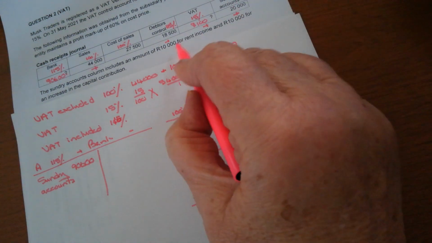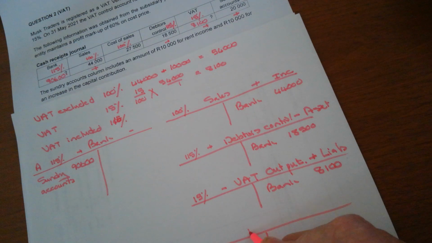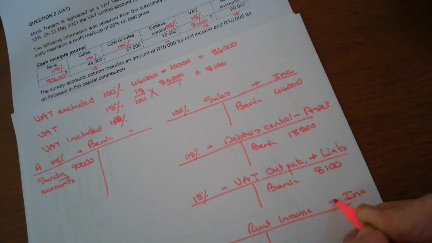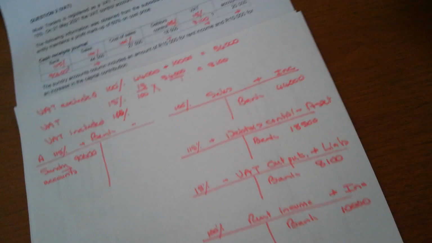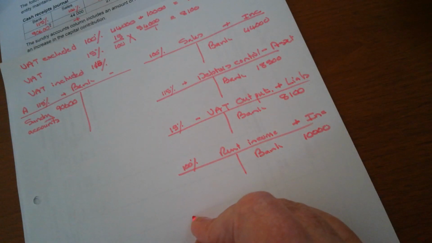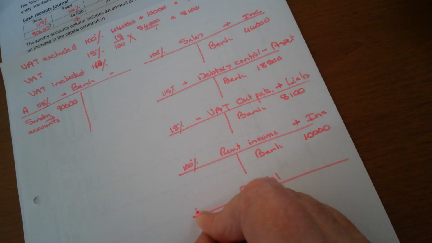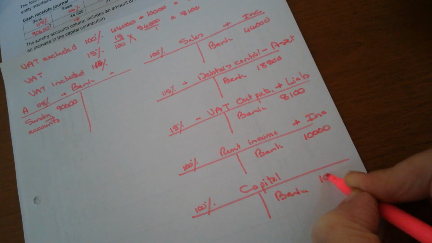Of that 20,000, 10,000 is for capital and 10,000 for rent. So I will credit rent income. Income increases on the credit side. It is a 100% account. So I will credit rent income with 10,000 and show that it's included in the bank figure on the debit side. And then the last one is for capital. This is also a 100% account, and the capital increased with 10,000.